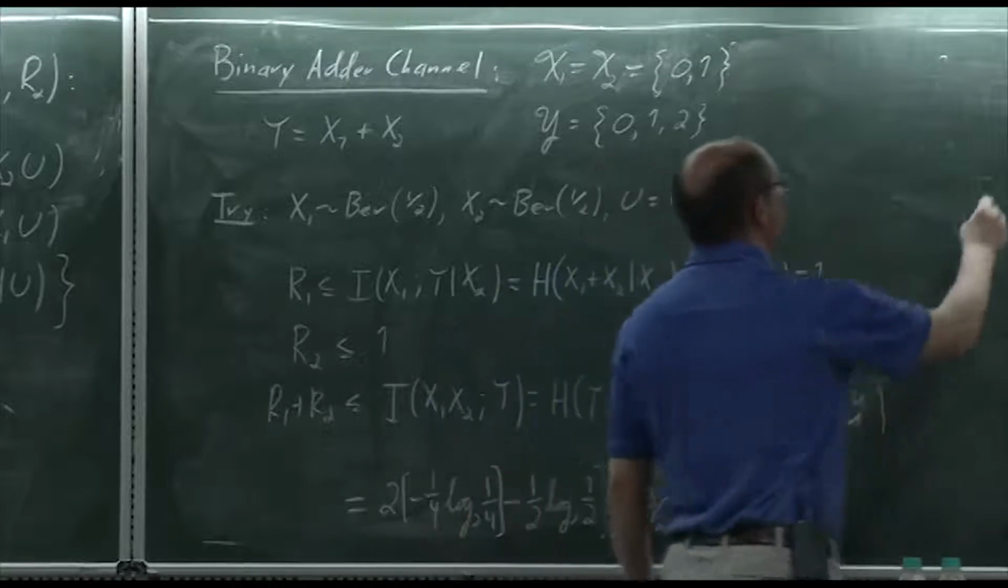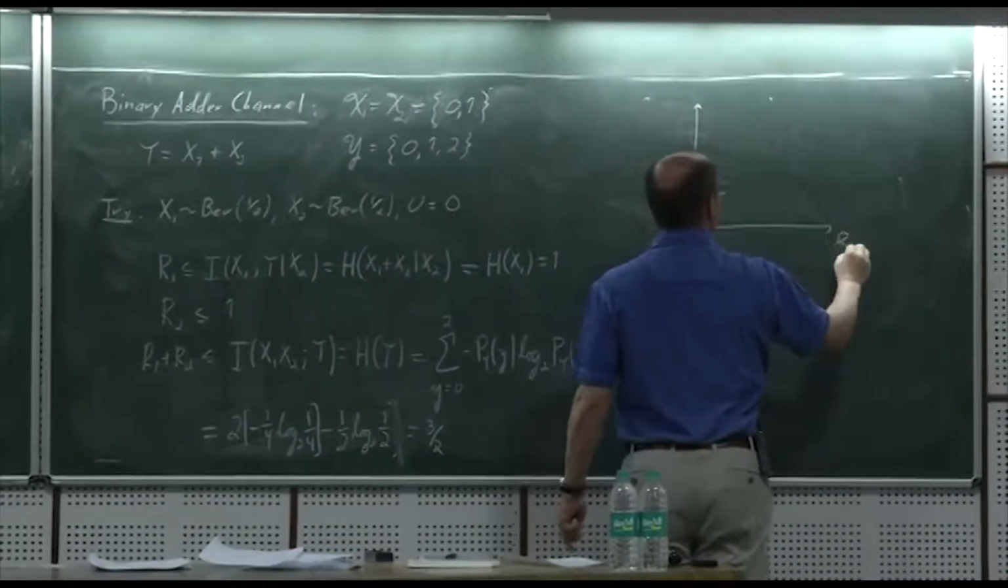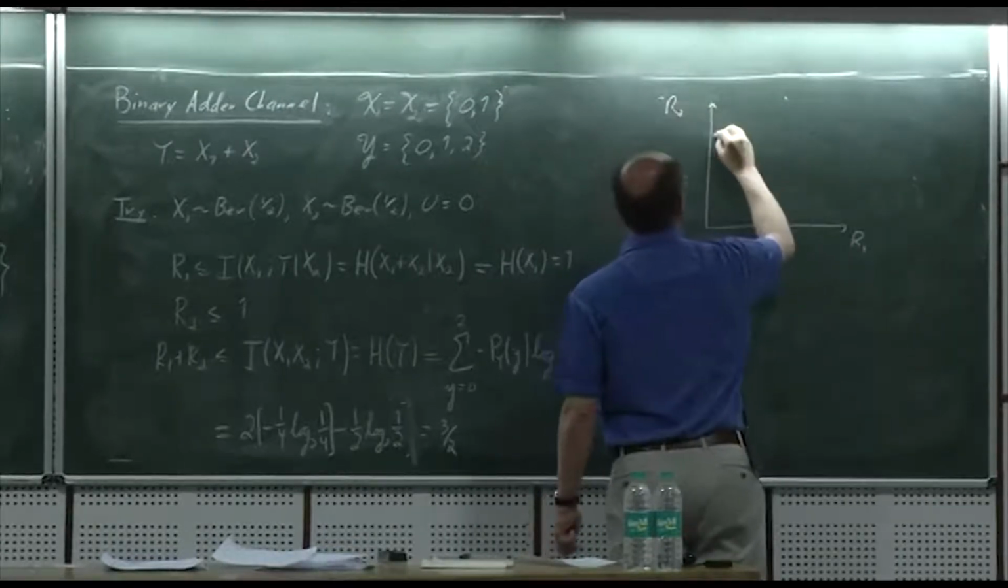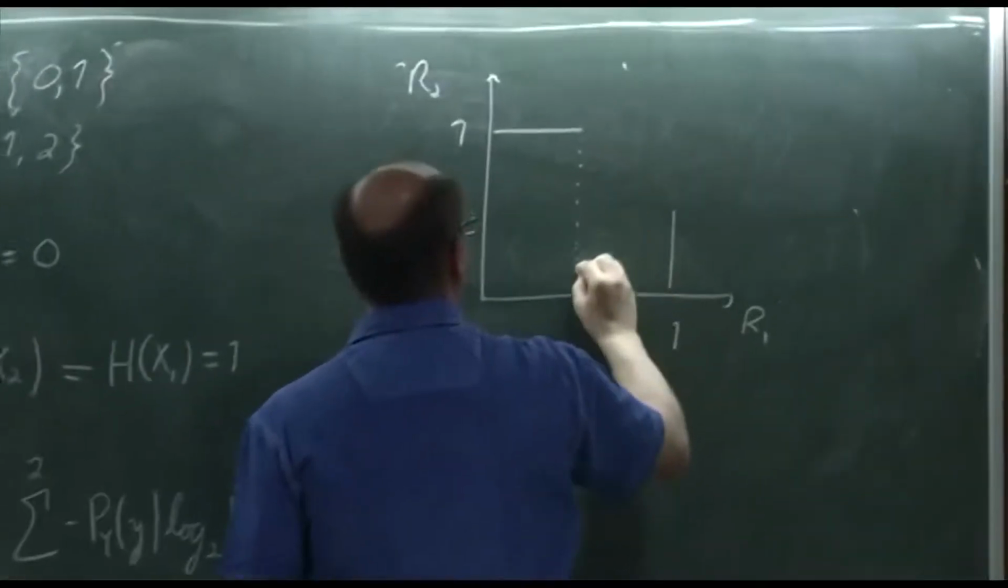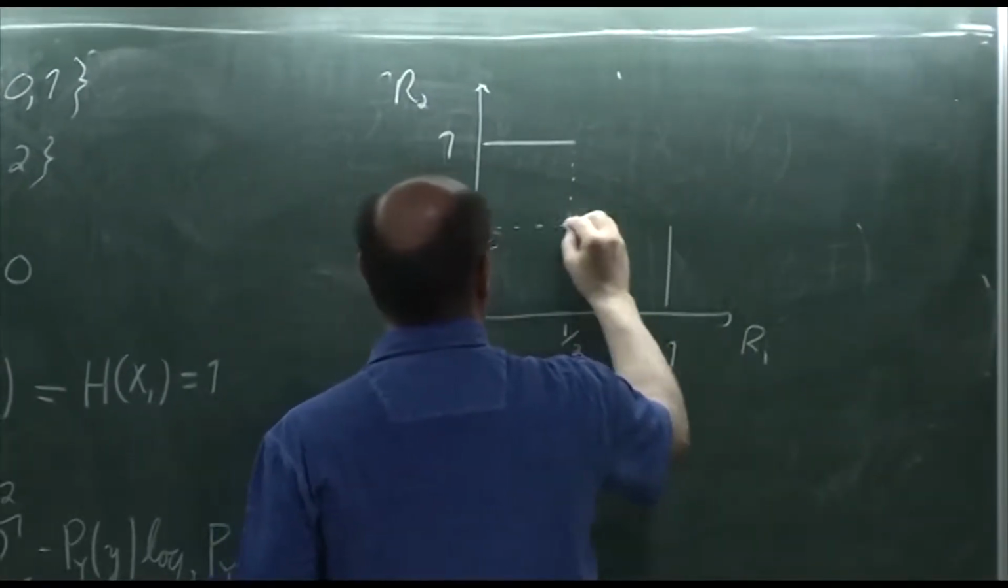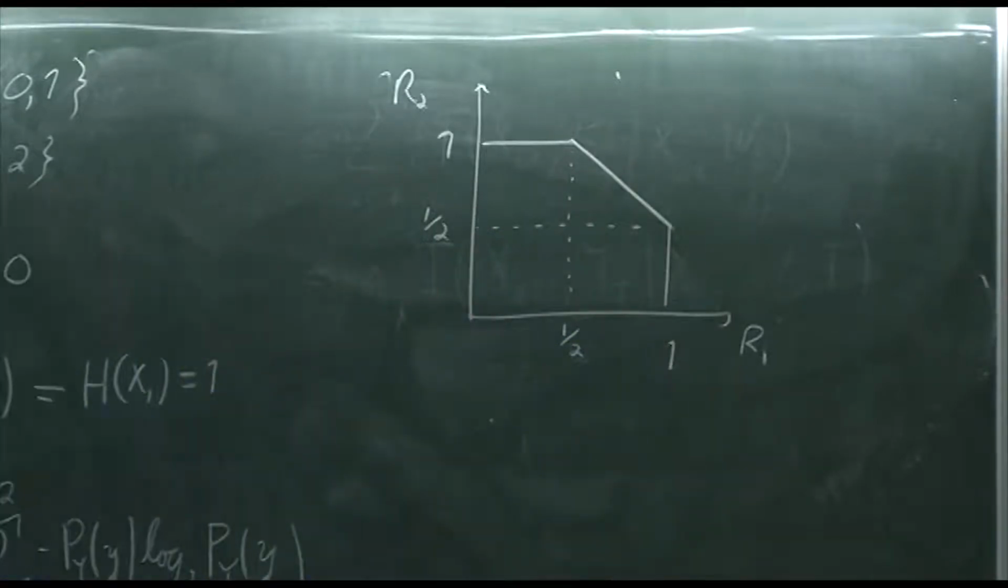So if I plot that region now for this distribution, I get R1, R2, 1, 1, and this will be at 3 halves, right? So 1/2, 1/2, and this is here like this. Okay, that's the achievable region.